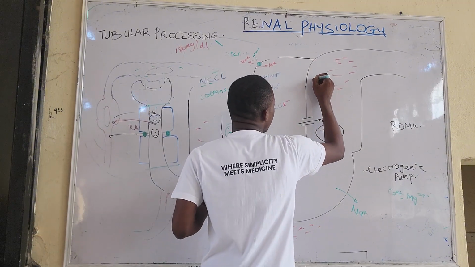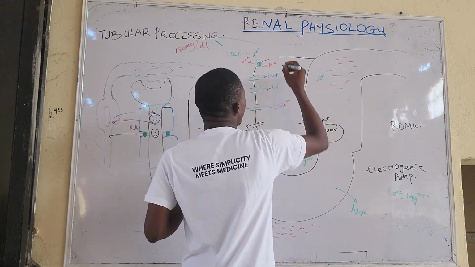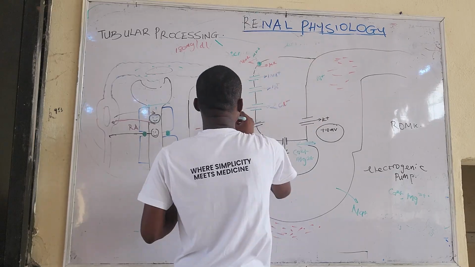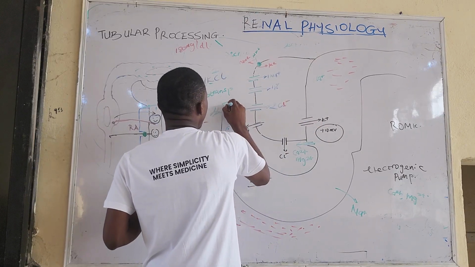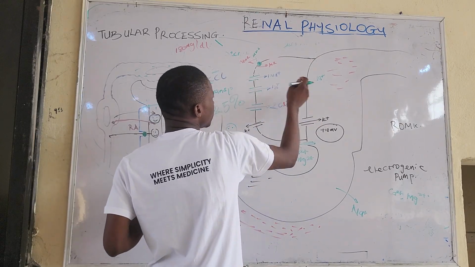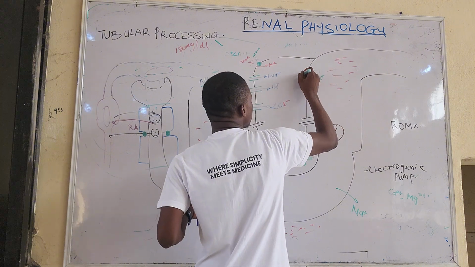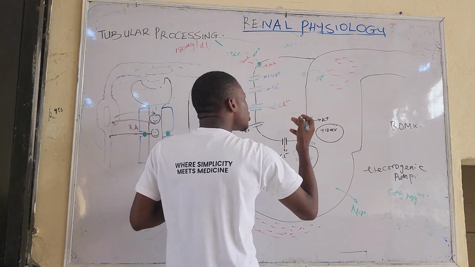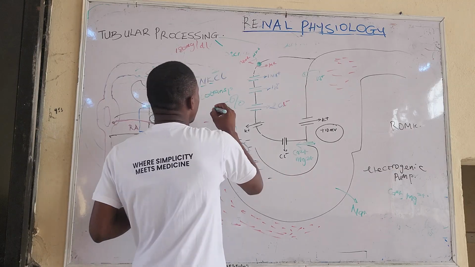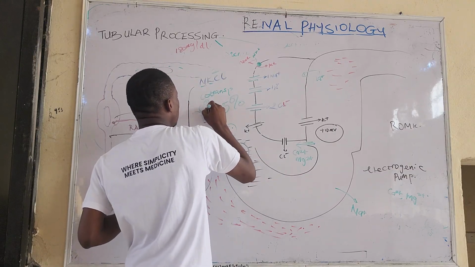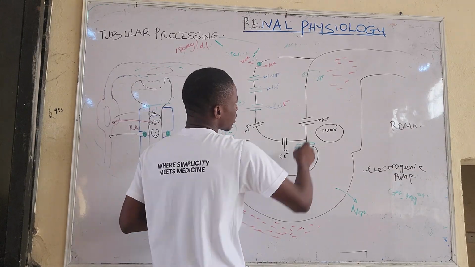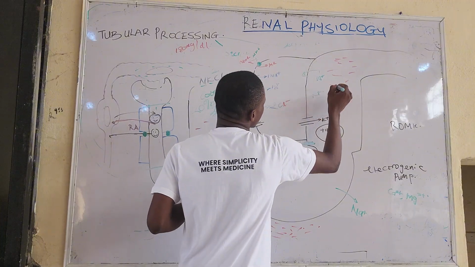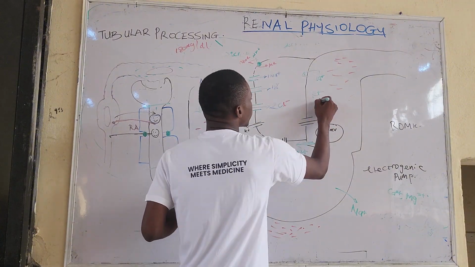About 25% of sodium is reabsorbed through this place. Sodium will be reabsorbed, right? Sodium enters and it leaves through this place. A little bit of potassium is also reabsorbed, basically about 20% of potassium is also reabsorbed at this point, and some little amount of chloride.